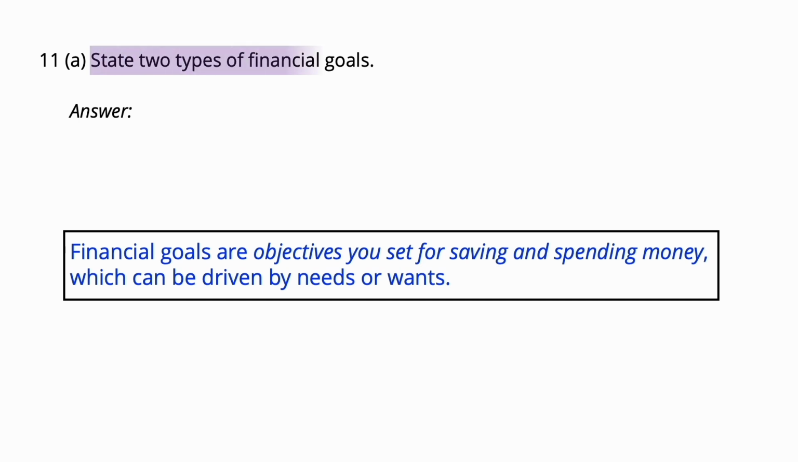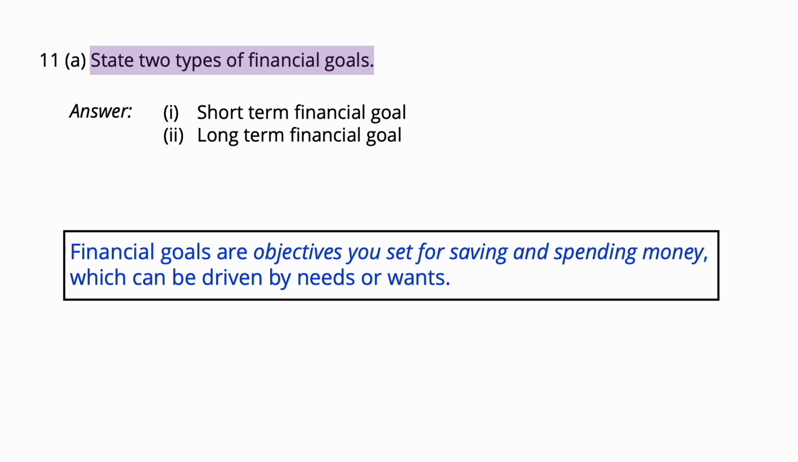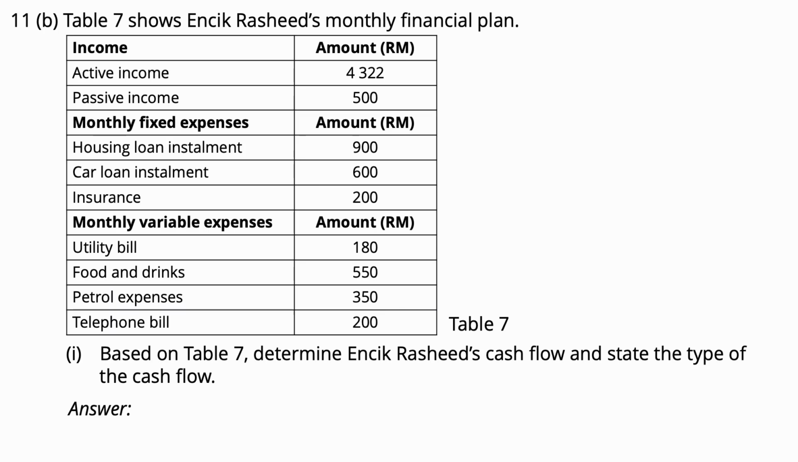State two types of financial goals. 1. Short-term financial goal. 2. Long-term financial goal. B. 1. Based on Table 7, determine in SPM Rashid's cash flow, and state the type of the cash flow.